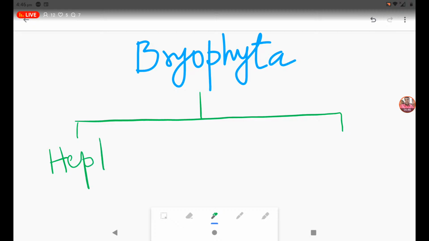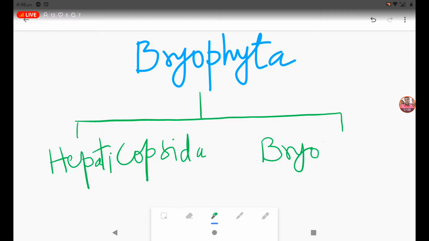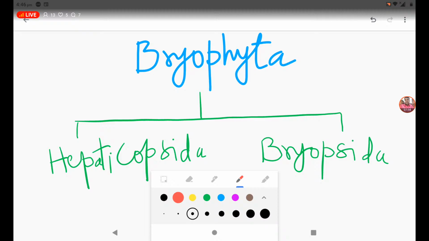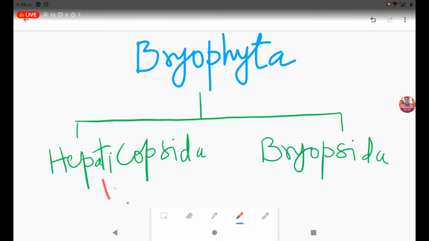Hepaticopsida, also called liverworts, and the other one is Bryopsida, called mosses. We'll continue once again. Hepaticopsida are also called liverworts because they appear to have a liver shape. That's why they are called liverworts. And Bryopsida are called mosses, moss plants. So mosses are the Bryopsida.